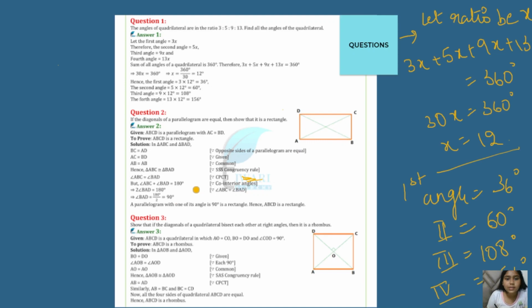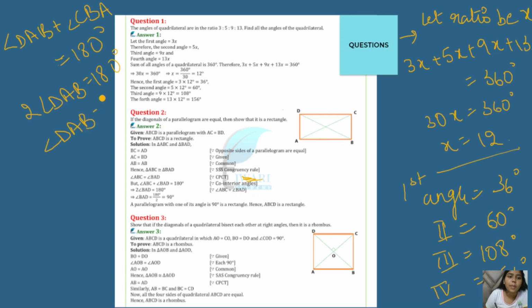So by CPCT, angle ABC is equal to angle DAB. Now we know that in the case of a quadrilateral, or parallel lines cut by a transversal, the sum of the adjacent or co-interior angles is equal to 180 degrees. So the sum of angle DAB plus angle CBA will be equal to 180. We know that both of them are equal to each other, so we can put 2 of DAB equals 180, or angle DAB equals 90 degrees. By this we can prove that this particular parallelogram is a rectangle.